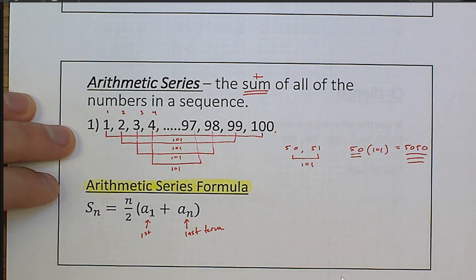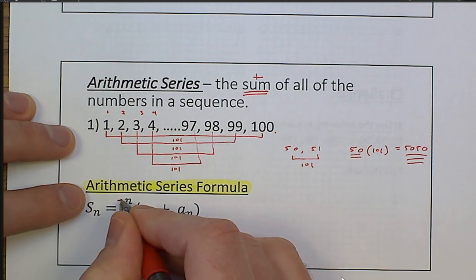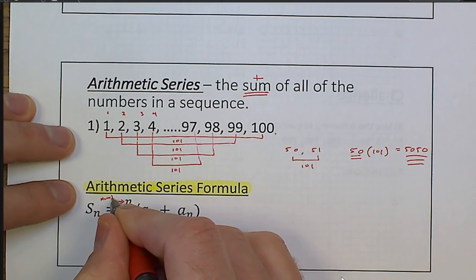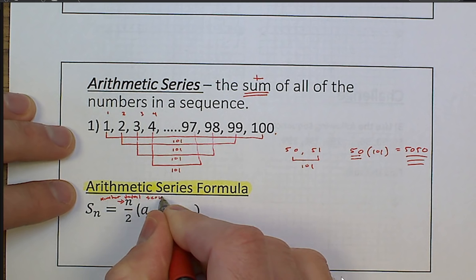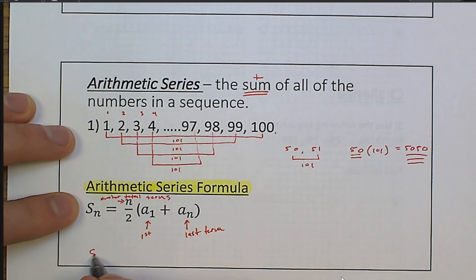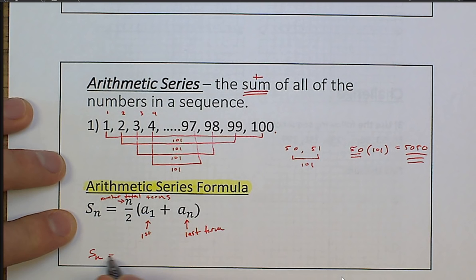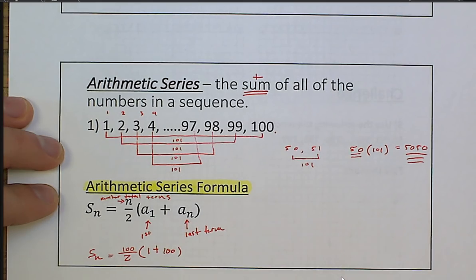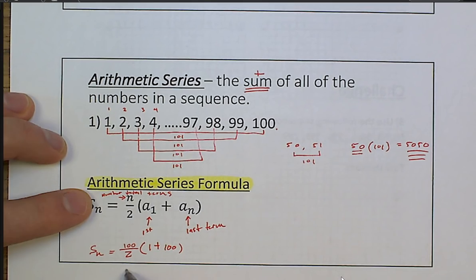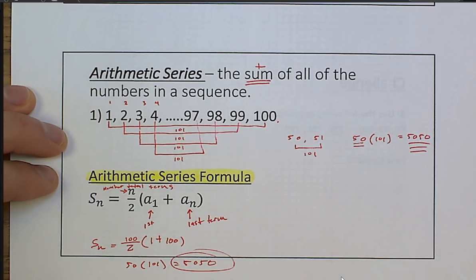So this is the formula. N right here means the total number of terms. So in this problem, we'd say the sum of n equals 100, because we had 100 terms, divided by 2. First term was 1, plus the last term, which is 100. If you did it in formula form, that's what it would look like, and we'd still get 50 times 101, and we'd still get our 5,050. And that is how you do an arithmetic series.